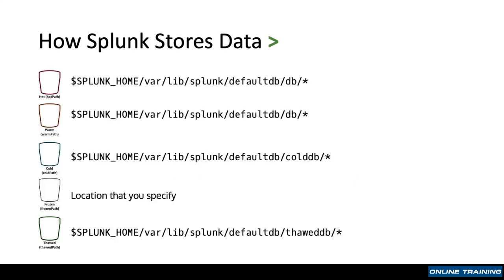Here's where the buckets are in the file system. No matter if you're using Windows, Mac, or Linux, they're in the same location. And that is var/lib/splunk/defaultdb/db. And each bucket is a subdirectory. For example, in the hot path after the db/, we could have multiple hot buckets. Buckets have specific naming conventions, and we don't need to go into that here, but you can look at the Splunk docs for those naming conventions.